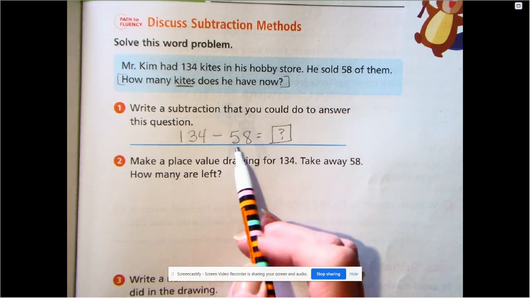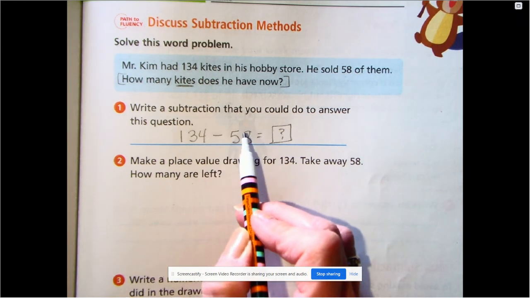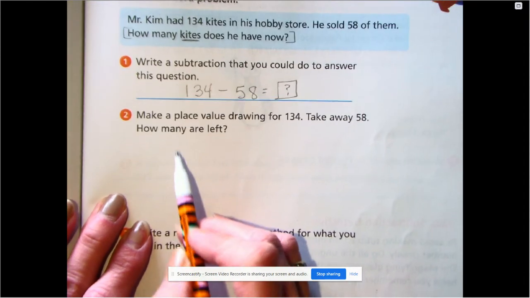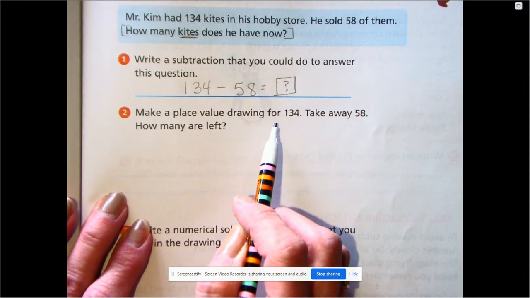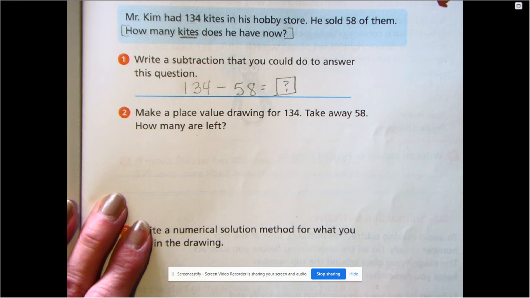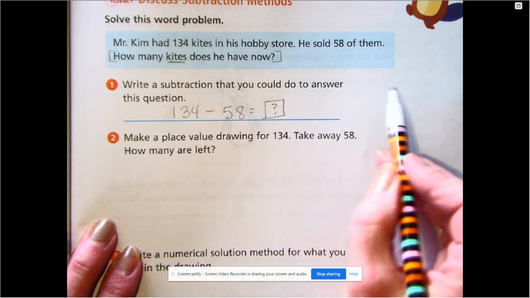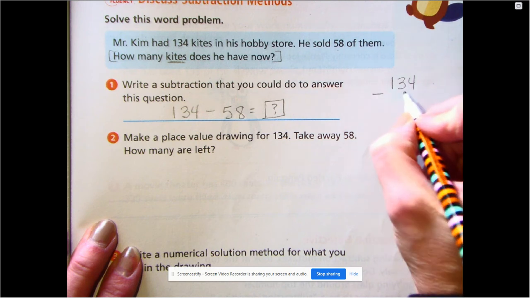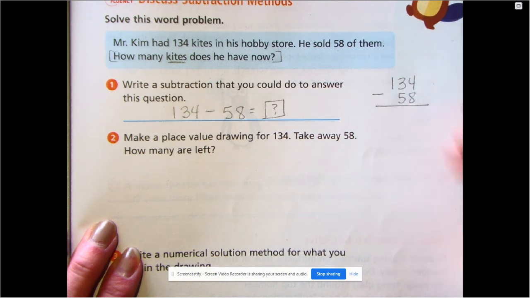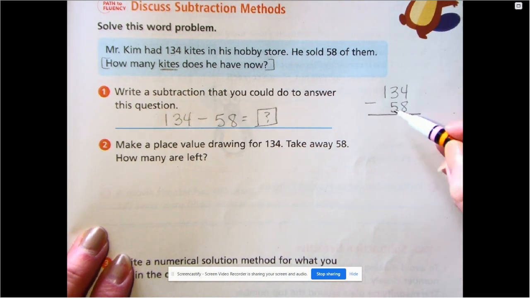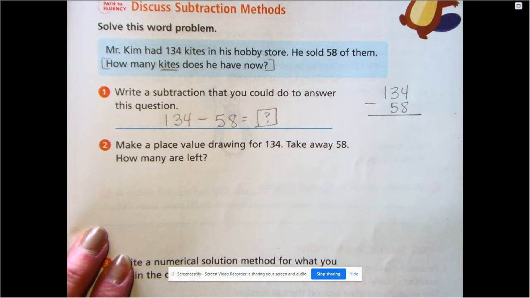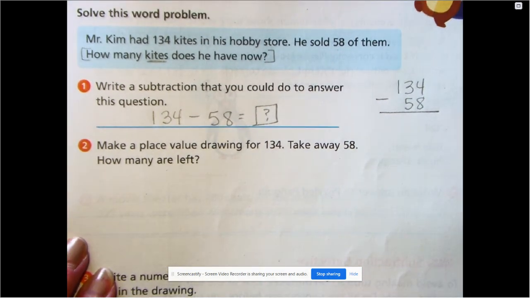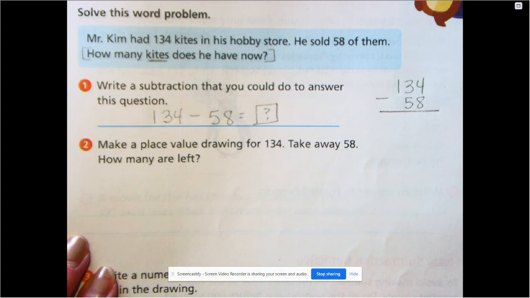Okay, so if I need to do this, I'm going to write it down here where it says to make a place value drawing and take away 58. All right, we're going to solve this one over to the side here. So I want you to recopy this math problem. We're going to stack our ones and our tens and our hundreds. Okay, even though we're subtracting now, we still are stacking the places in the right column.